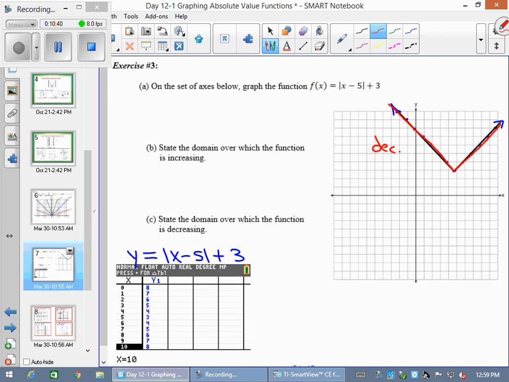Now I have to express my answer. First, the question asks, where is my function increasing? So I'm focused on the right-hand side of my graph. So I want to look at where the vertex is. The vertex is 1, 2, 3, 4, 5, 3.